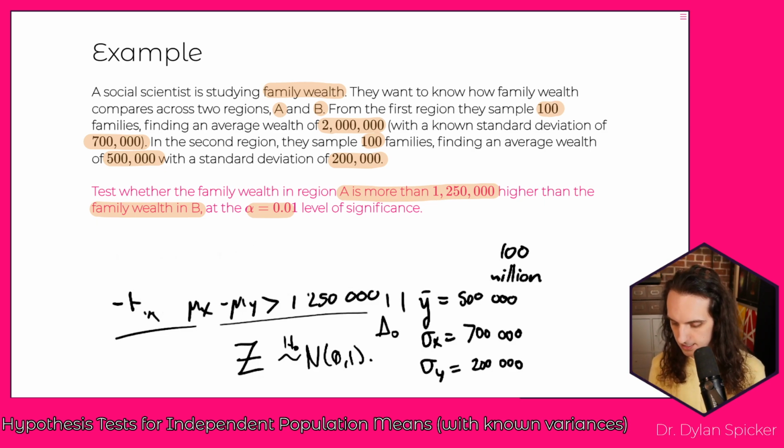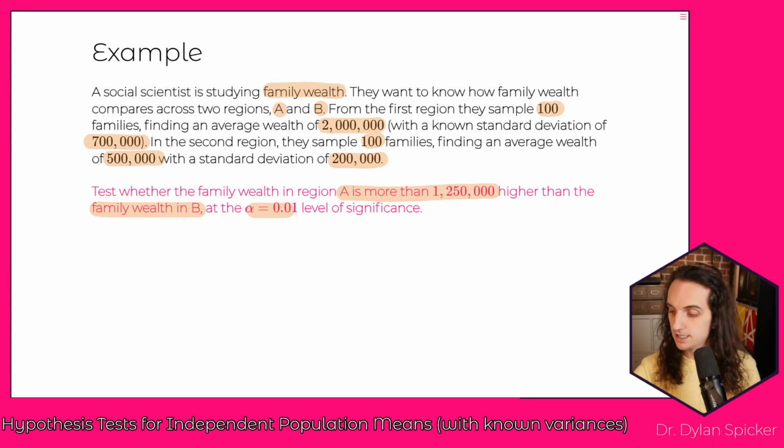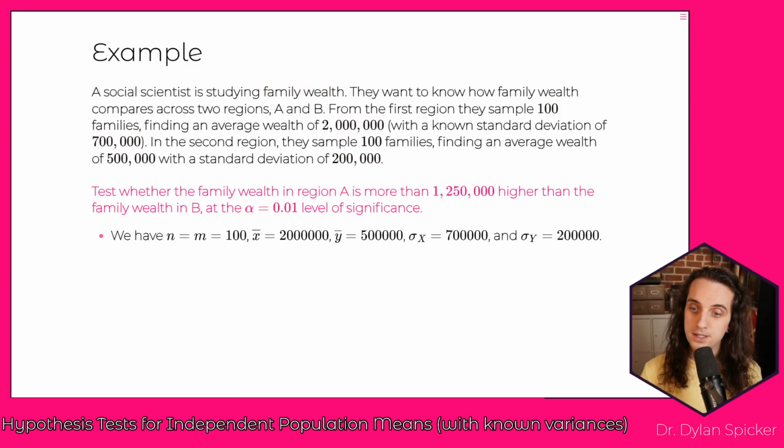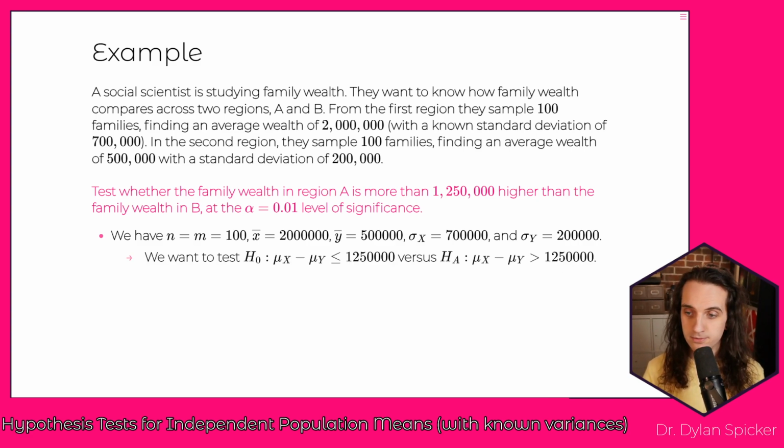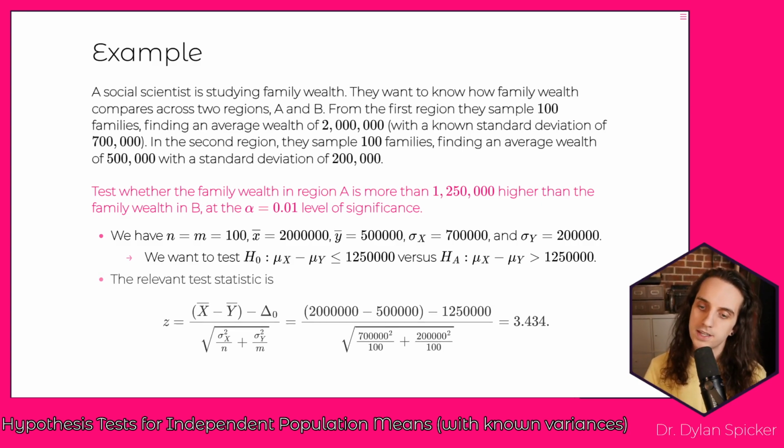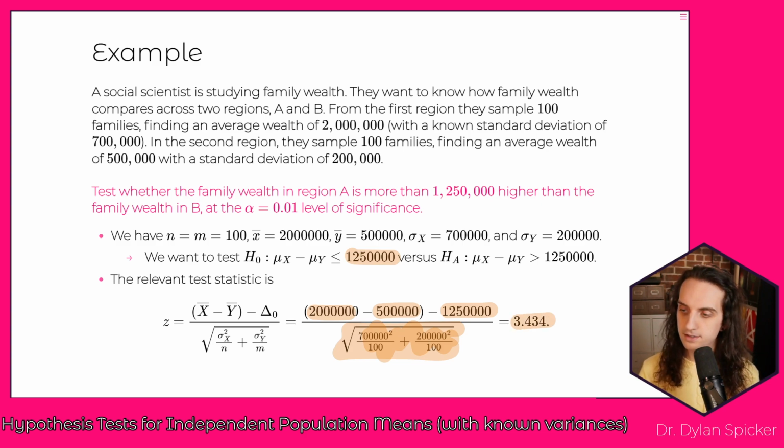We can plug into this setup all of the values and work out the results of this hypothesis test. Taking the exact values out, we want to test the null that the difference is less than or equal to 1.25 million versus the alternative that it's greater. So we get our relevant test statistic here. Notice that we're taking our means and subtracting off that 1.25 million. This is delta naught under the null hypothesis. Divided by the standard error, the square root of the variance that we have. If we work this out, the value that we compute for our z-score is 3.434.